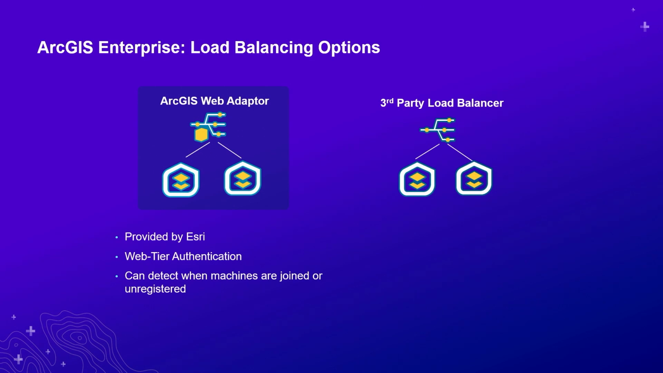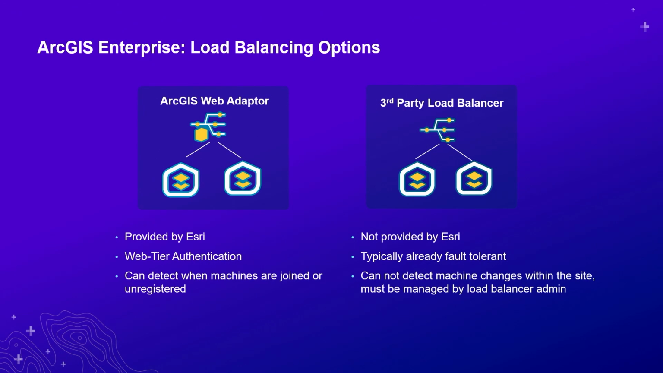And the benefit about including a web adapter within your configuration is that it can detect when machines are joined or unregistered from the sites. For example, if you have a two machine site and you need to scale out horizontally, so add an additional machine to the site, the web adapter is going to be able to detect that change and then send requests to the new machine.